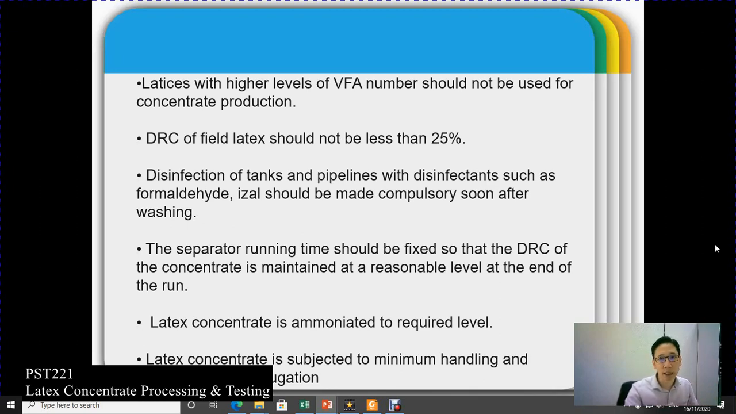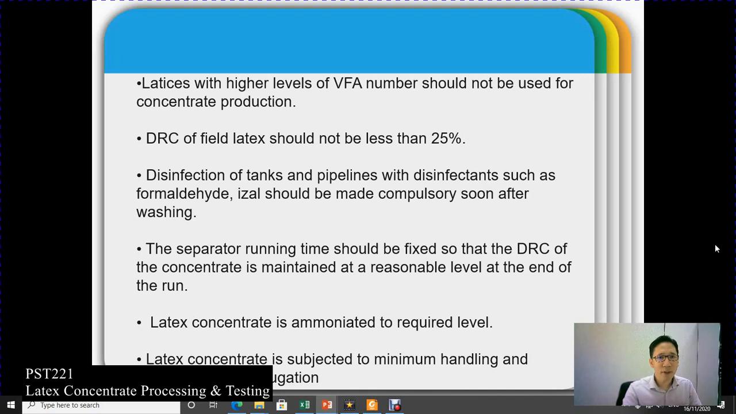If you confirm it is within spec, but the DRC is slightly low, you might want to mix it with other latex of higher DRC, so that you can at least have 30% DRC before you proceed with the concentration process.